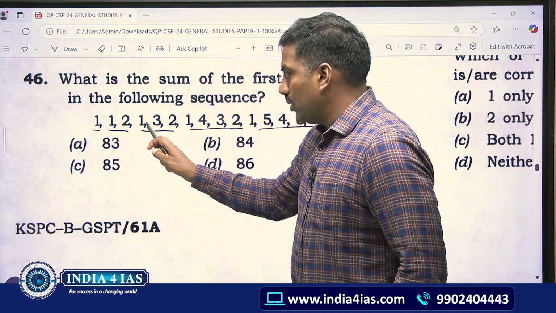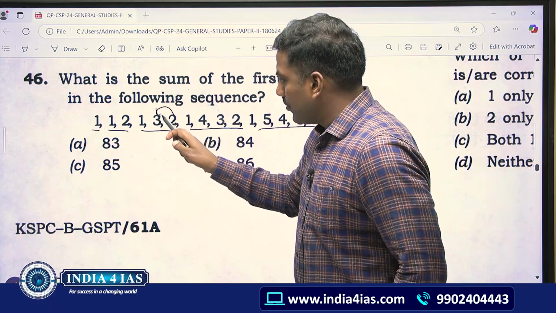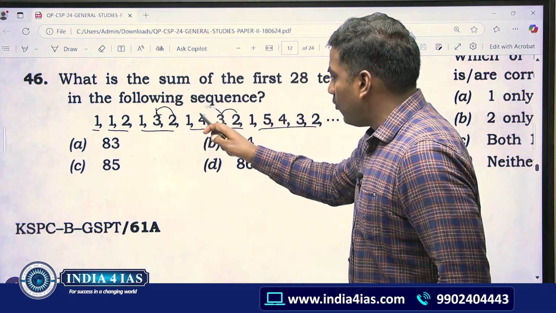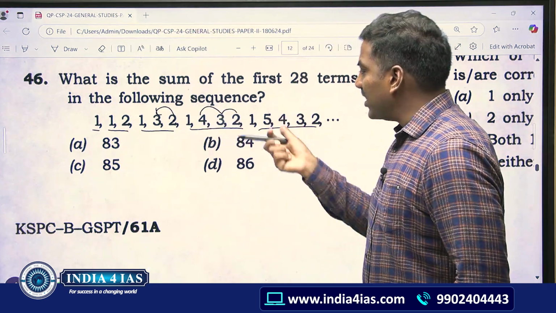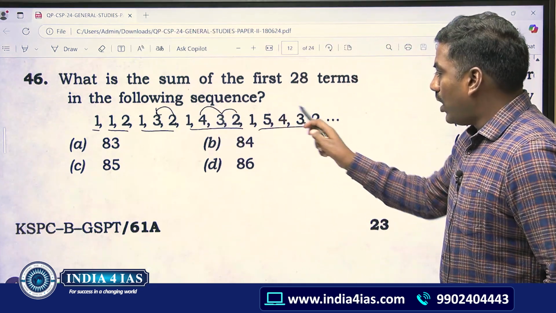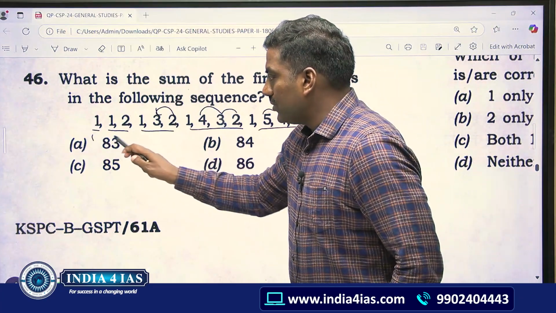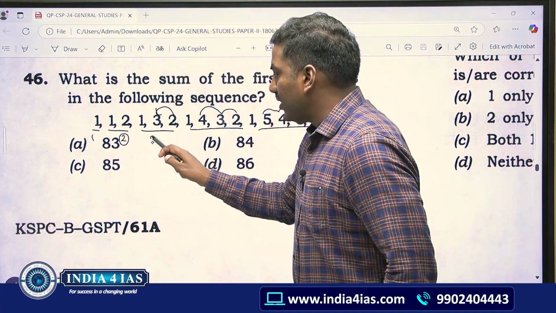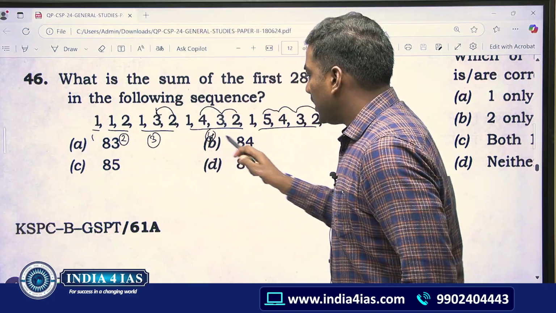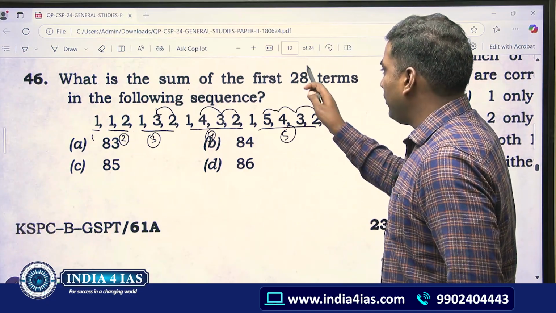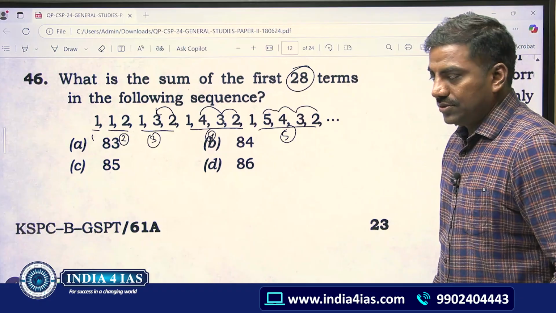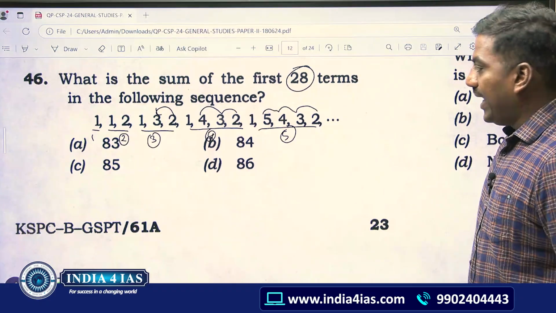1, then 1 and 2, here 1, 2, 3, here 1, 2, 3, 4. So after 1, everything is reversed. So here 1, 2, 3, 4, 5. So here I have 1 term, here I have 2 terms, here I have 3 terms, here I have 4 terms, here I have 5 terms. They are asking me the first 28 terms. I have to go for first 28 terms.